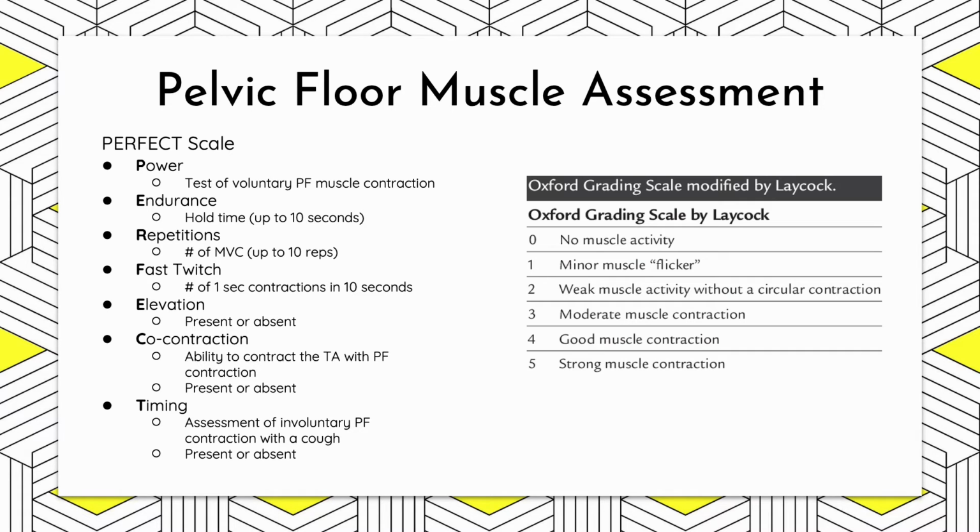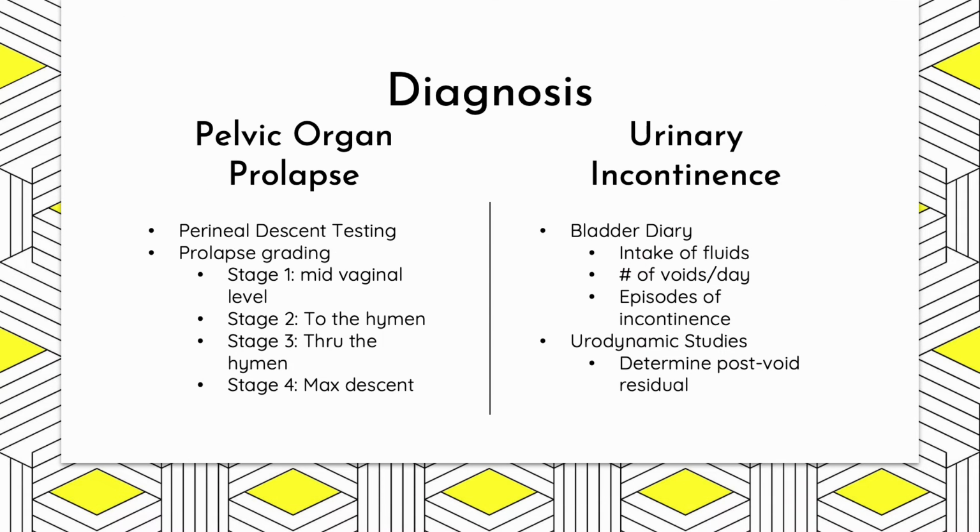The ability to quickly contract is assessed by the number of 1-second contractions performed in 10 seconds. Elevation is marked as either present or absent. Co-contraction is present if a contraction of the transversus abdominis is felt during a voluntary contraction of the pelvic floor. Lastly, to assess timing, the patient is asked to cough, and an involuntary contraction of the pelvic floor is either present or absent.